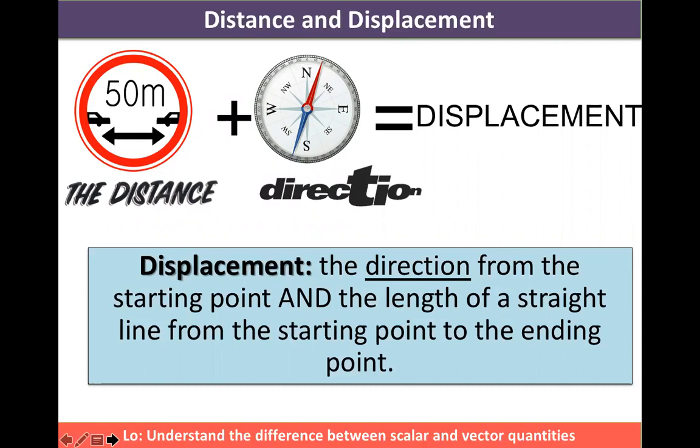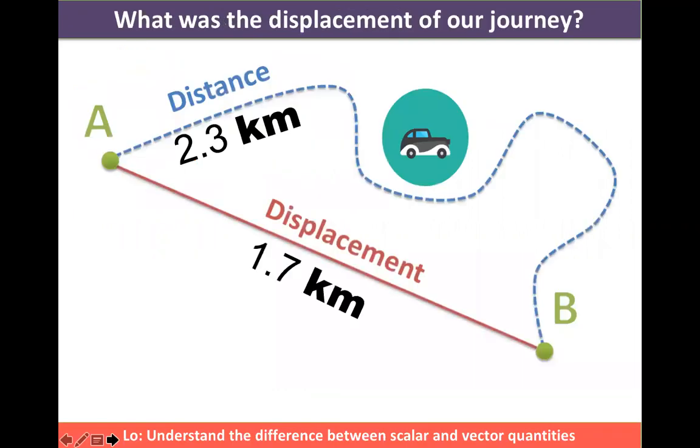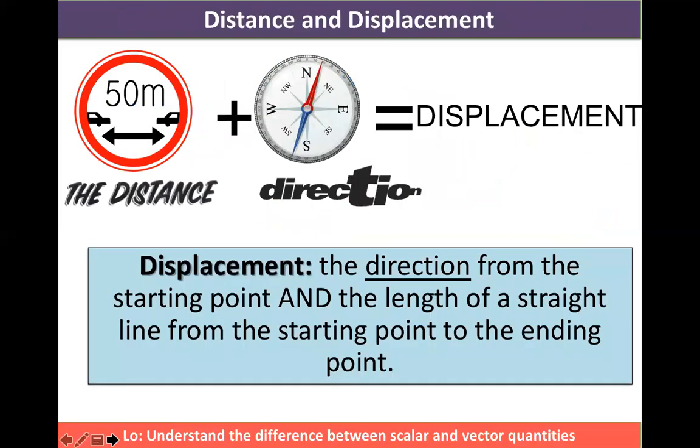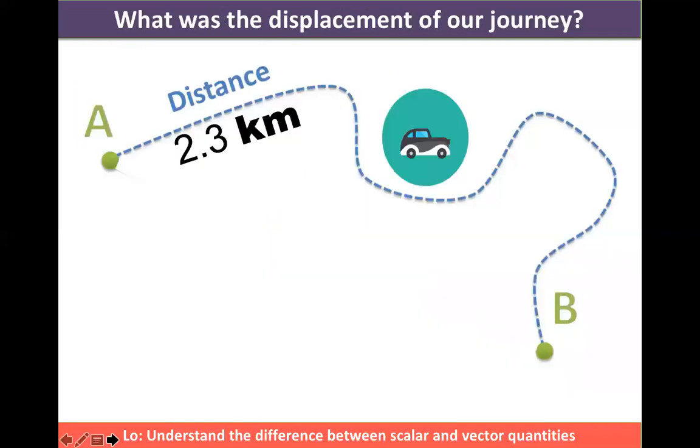Okay, let's move on. So displacement, like you all guessed earlier, will be much smaller than distance. Because for distance you take into account the blocks, the barriers, the curves, the turns, whereas displacement is just a straight line. That's why you see in the previous slide, the direction from the starting point and the length of a straight line from the starting point to the ending point.